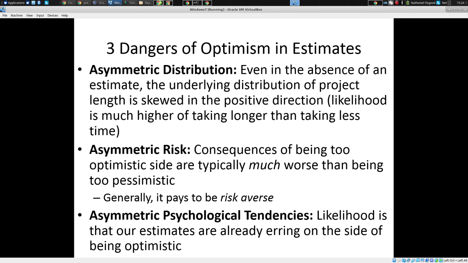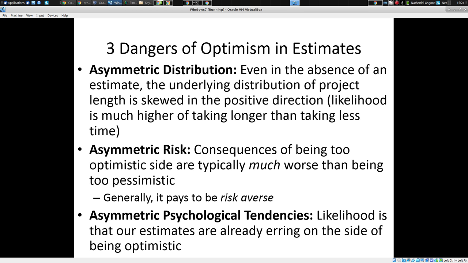So there are three basic dangers of optimism in estimates. We're overly optimistic. Horribly over-optimistic. I see it in myself. I see it in my students. I see it in the professional software development companies and teams I've led. It's all around us. Why is that? Well, there are a couple of key things that contribute to this danger.